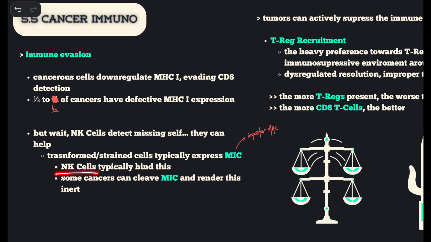So NK cells are going to bind this MIC because that is the incorrect MHC expressor. So now I know, okay, if that's being expressed, then something's wrong. NK cell binds it, gets rid of that cell. Cancer cells figured this out too. I don't know the means of how this is figured out, but cancers can cleave this MIC marker that lets my NK cells know when something's amiss. So now my NK cells are rendered inert because they lost their tag that was telling me when something was wrong.